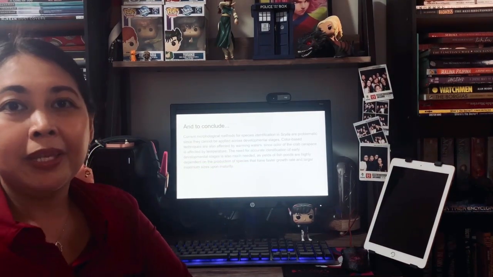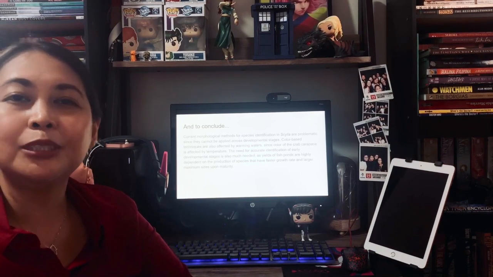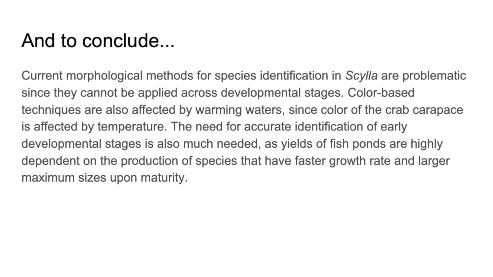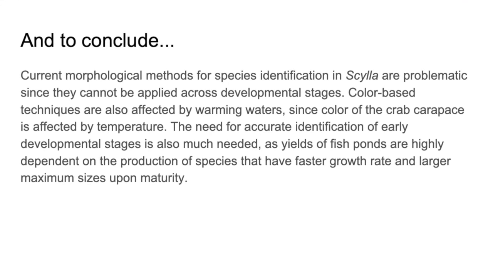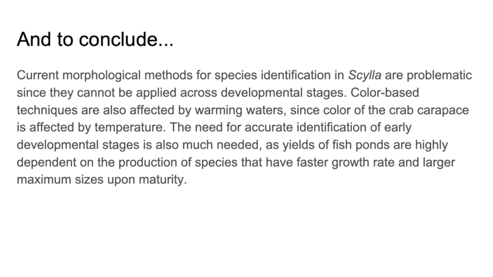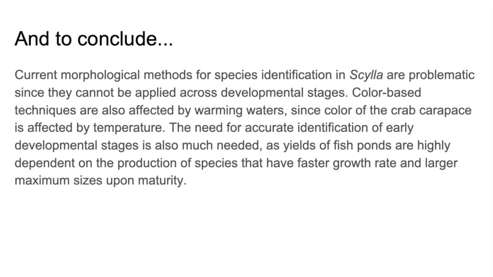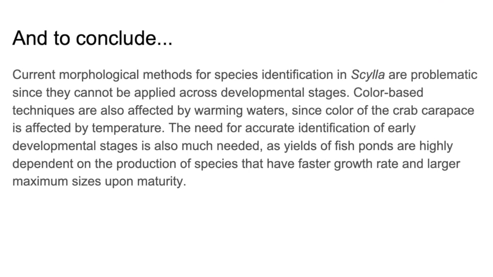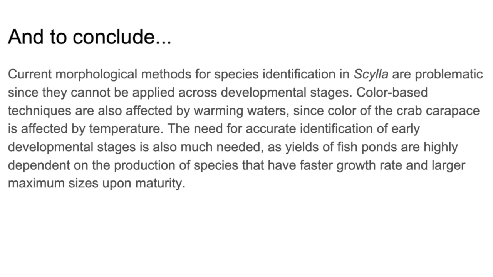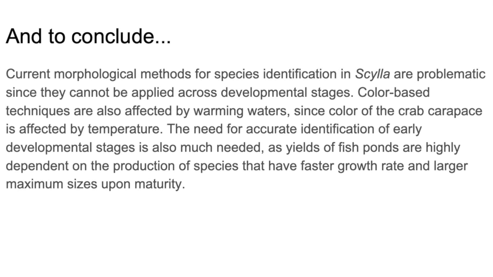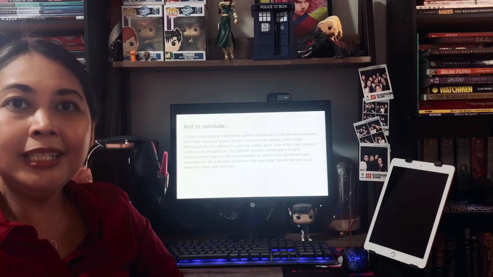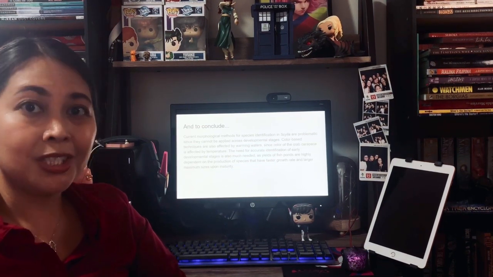And to conclude your paper, you might want to put in a paragraph that summarizes all the findings that you've had and the gap in the knowledge that you noticed. So, for my paper, let me read to you my conclusion. Current morphological methods for species identification in SILA are problematic since they cannot be applied across developmental stages. Color-based techniques are also affected by warming waters since color of the crab carapace is affected by temperature. The need for accurate identification of early developmental stages is also much needed as yields of fish ponds are highly dependent on the production of species that have faster growth rate and larger maximum sizes upon maturity. So as you can see, I've pointed out the need to do the research that I actually want to do.